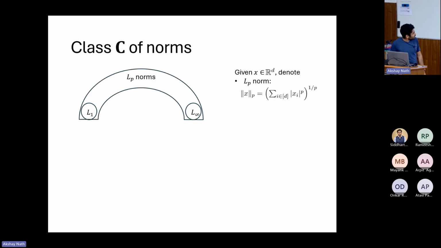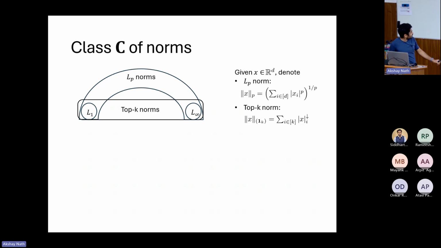Then you have LP norms, which of course go between L1 and L infinity in a smooth way. And a lot of theory is also developed on minimizing. Given an LP norm, tell me what the optimal solution is or what the approximately optimal solution is.